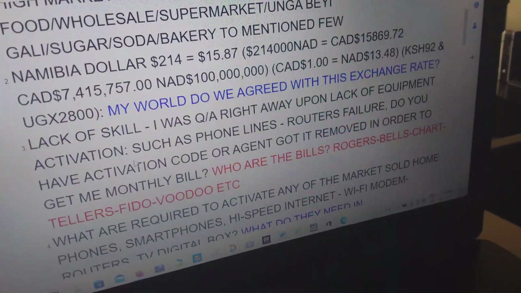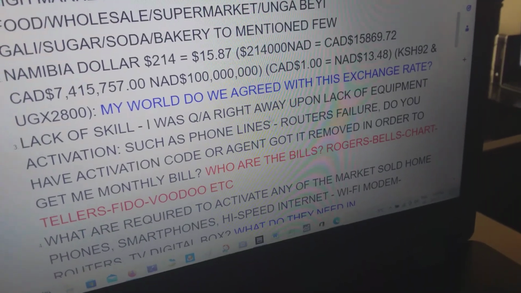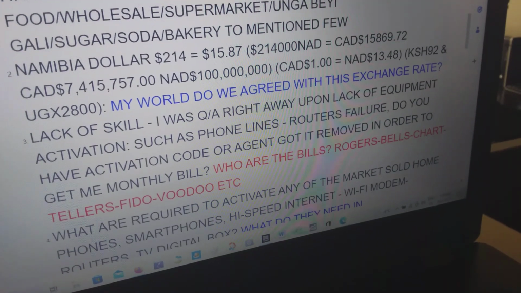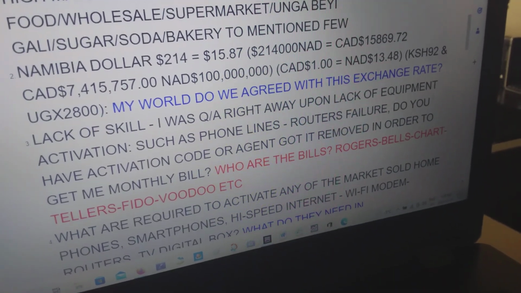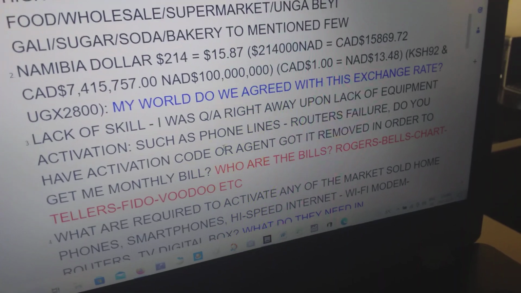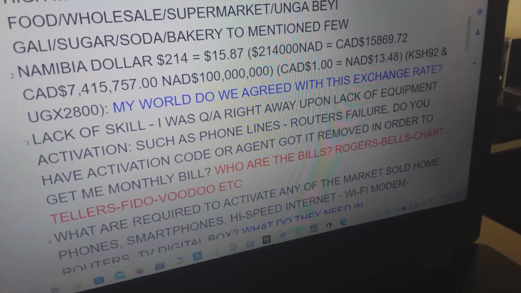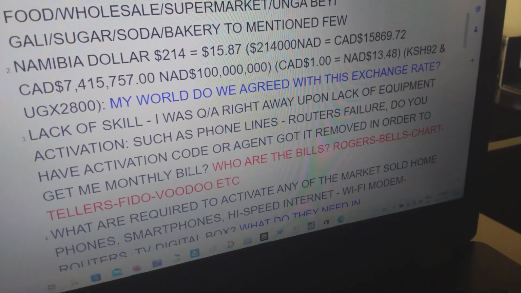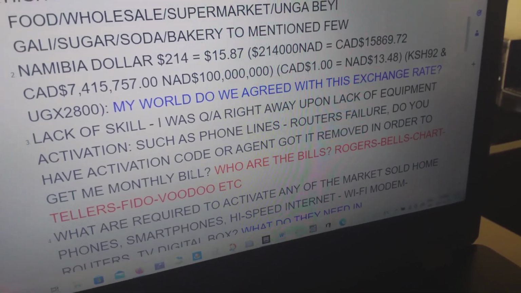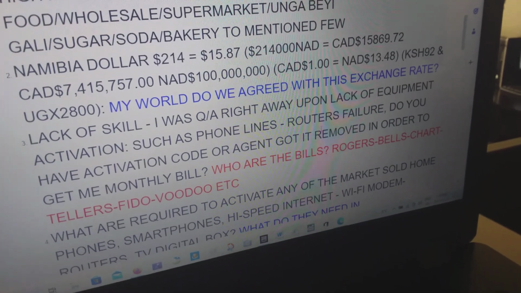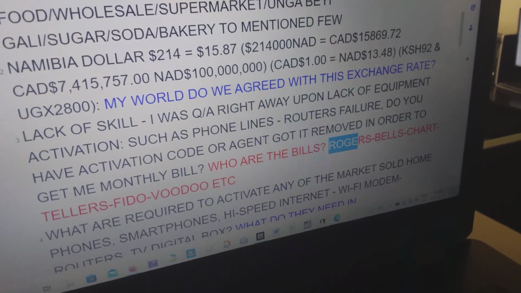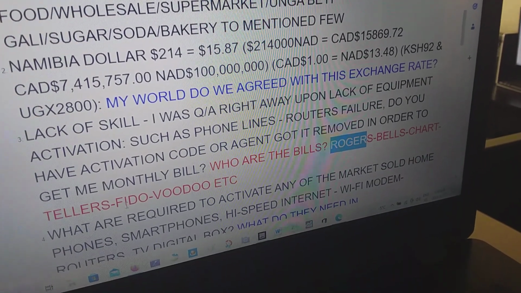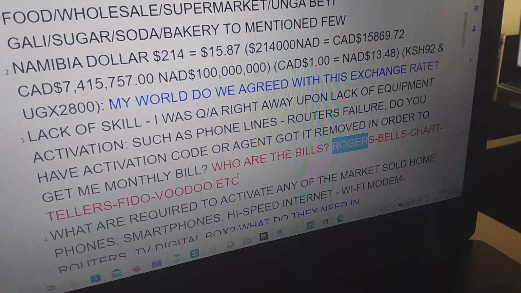Let's say this is lack of skills, along with lack of equipment, activation such as phone lines, router failures. And then do you have an activation code, or agents got it removed in order to get me monthly bills? That is my question and answer. And then who are the bills? Of course, the bills are Rogers, the departments are Rogers right there. And then we have Bell, Charter, Teller, Feeders, Videotron, and then ETCs right there.